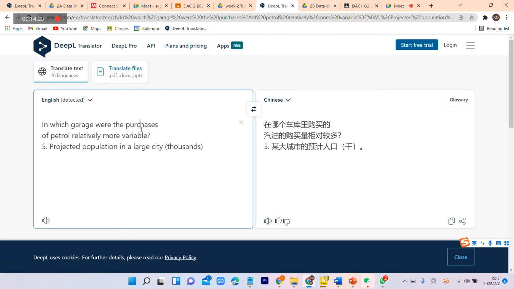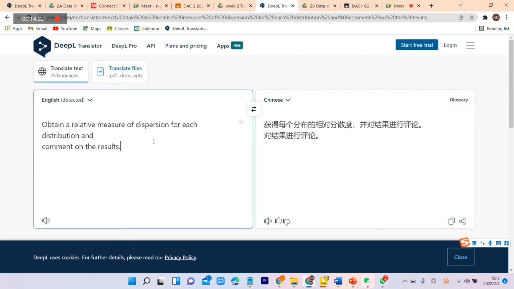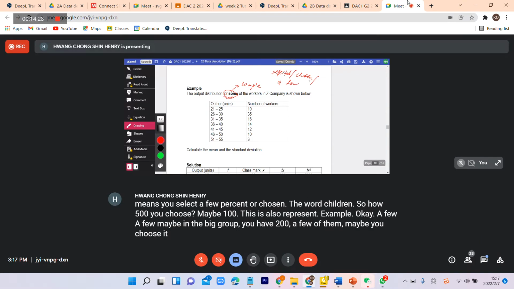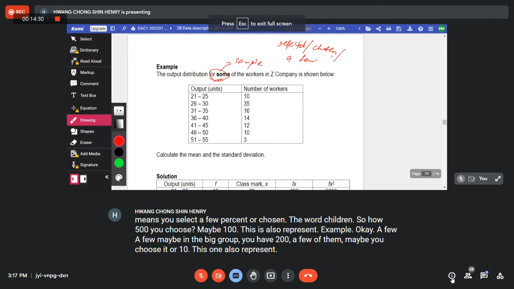Or a few, maybe in the big group you have 200, a few of them, maybe you choose 8 or 10. This one also represents a sample. Okay, some.